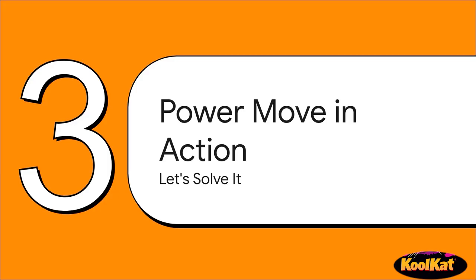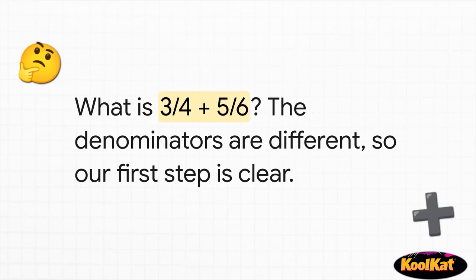All right, theory is great and all, but let's see how this actually works. Let's get our hands dirty. We're going to solve 2 pretty typical problems you could easily find on the GED, putting all these rules into action. Okay, first up, a classic addition problem: 3/4 plus 5/6. Right away, your brain should notice one thing: the denominators, the bottom numbers, are different: 4 and 6. So we know exactly what we have to do first.